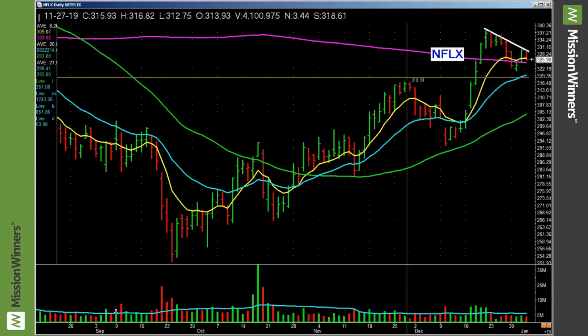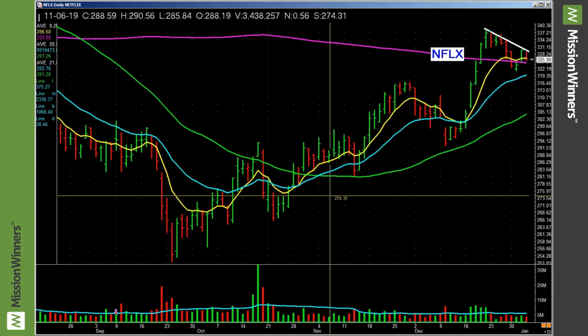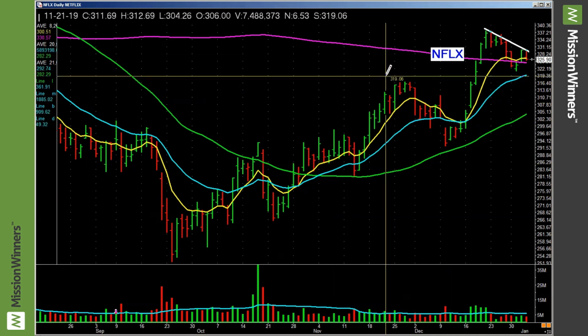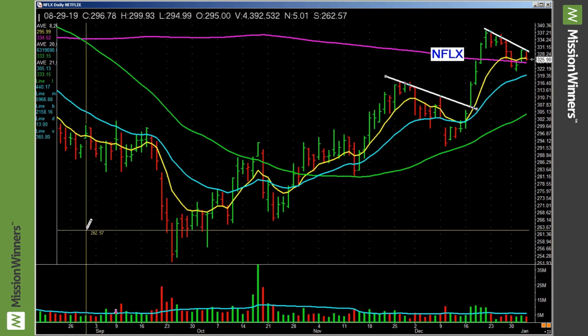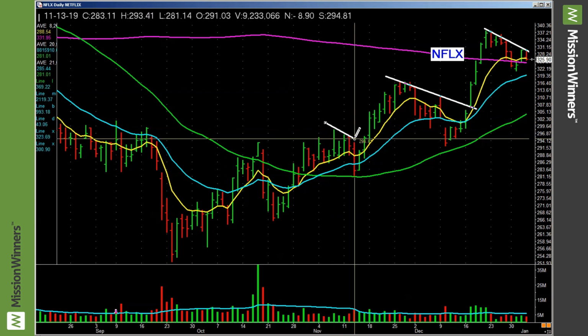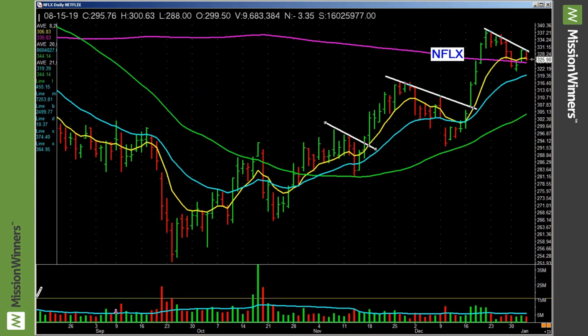I do stress, though, you could have had one right here, too. I do stress, though, make sure that it's not a trend line that's too steep. That makes it more difficult. But there's a simple trend line. Watch this. There's a simple trend line right there. There's a simple trend line right there. Just simple. And it lifts.